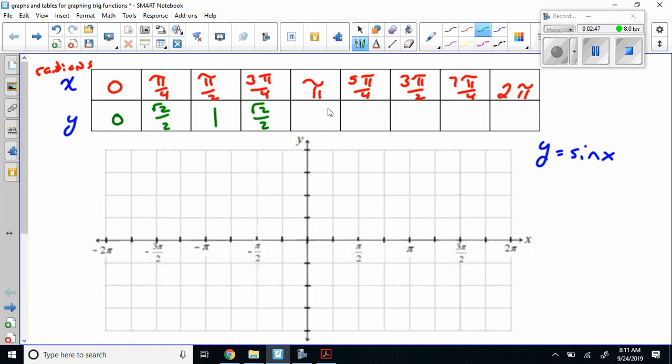How about pi? How about 5 pi over 4? All right. How about 3 pi over 2? Negative 1. All right. What about 7 pi over 4? Negative square root of 2 over 2. How about 2 pi? Okay. Questions? All right. Somebody take square root of 2 over 2 and give it to us as a decimal.